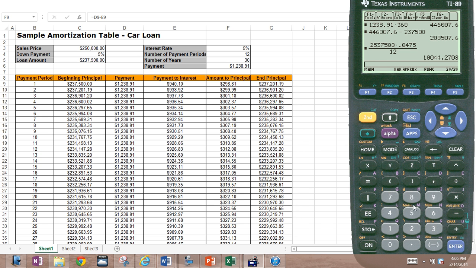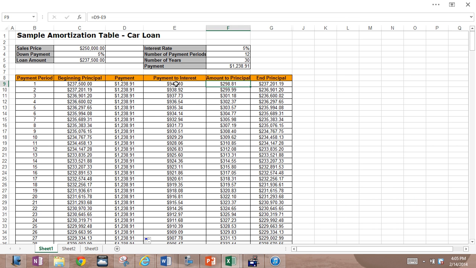Looks like I computed that wrong. Let's do that again. $237,500 times 0.0475 divided by 12 is 940.10. That's the interest. 940.10 taken from 1238.91 gives you 298, so the amount of your principal payment in that first month is 298. That principal payment subtracted from the 237,500 gives you the new principal.